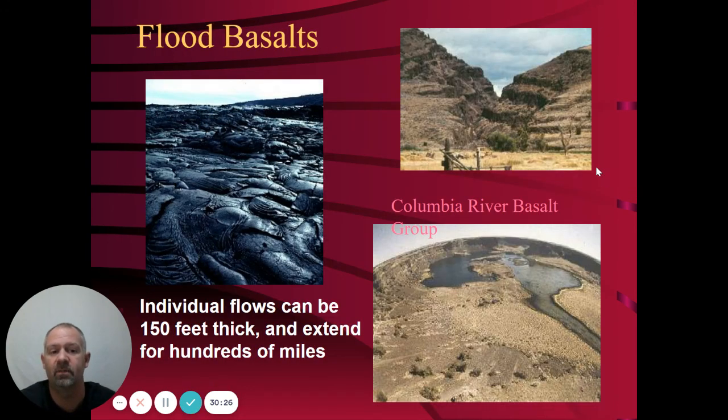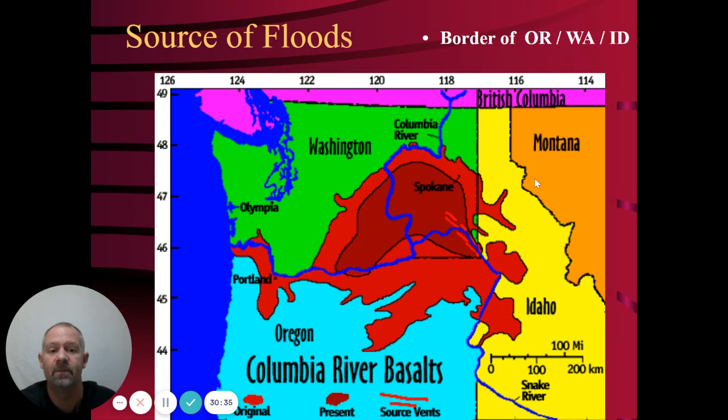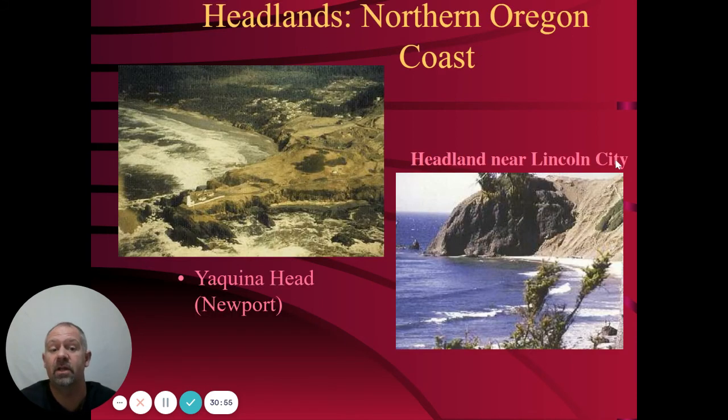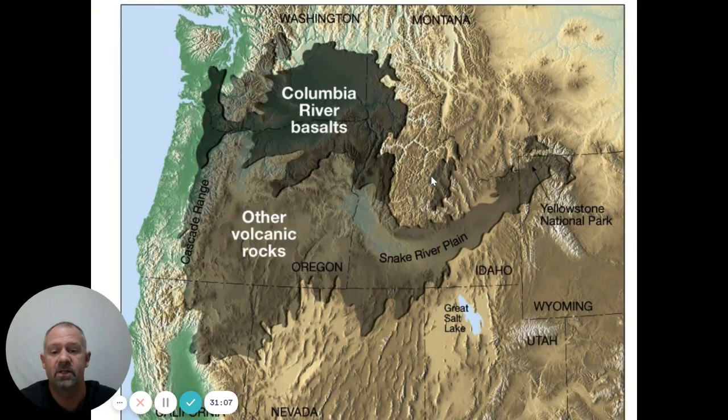These pictures right here are from the Columbia River Gorge, and you can see the different layers. And there are these huge individual basalt lava flows, and they came all the way down to the oceans. They flowed slow, only about 3 miles per hour, but they were up to 3 stories high and flowed numerous times over this area. If you go out to the coast, you can see where they hit the ocean eventually, and these points of land, these headlands that stick out into the ocean, are all a function of these Columbia River basalts.